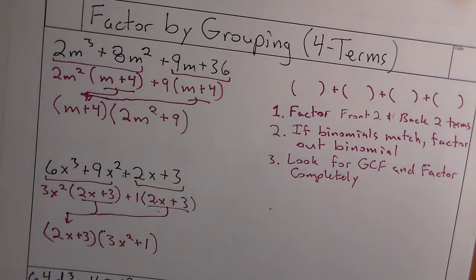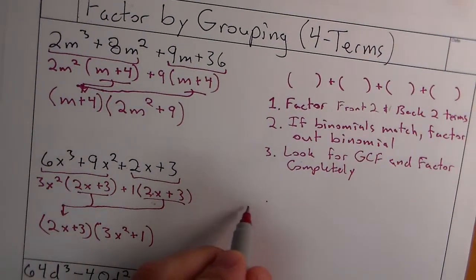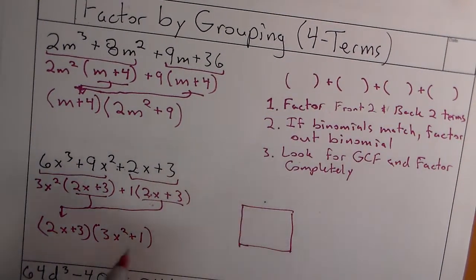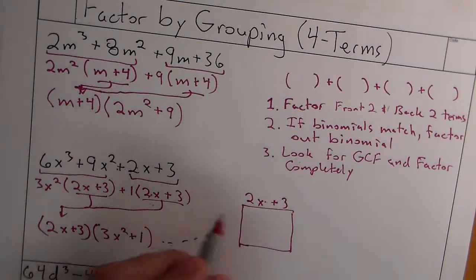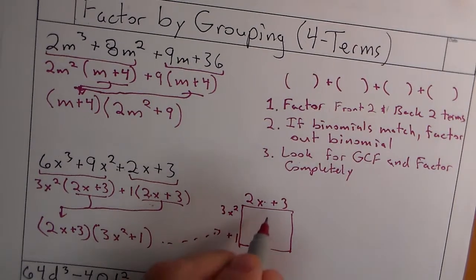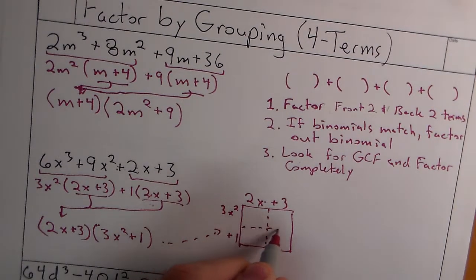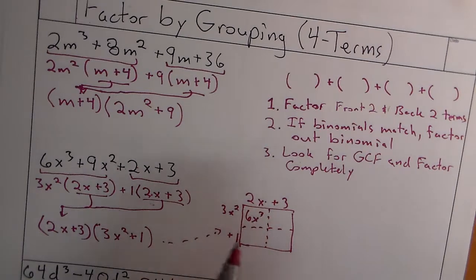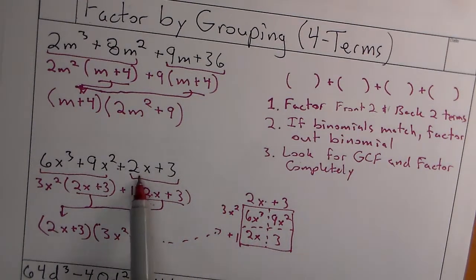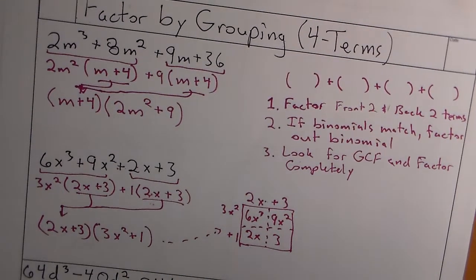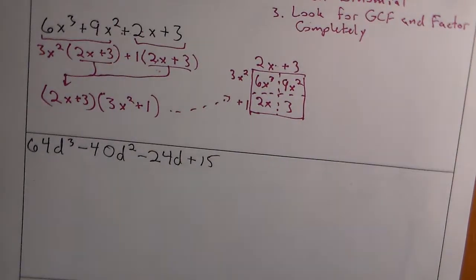Now, does this work? Does this actually work at factoring it? So the opposite of factoring is multiplication. So I'm going to take this and check my answer. 2x plus 3 and 3x squared plus 1. This gives me 6x to the third, 9x squared, 2x, and 3. And when I write them out, 6x to the third, 9x squared, 2x, and 3, so it even would have got back to the same answer. So we're going to practice this and make sure we understand that process of factor by grouping.